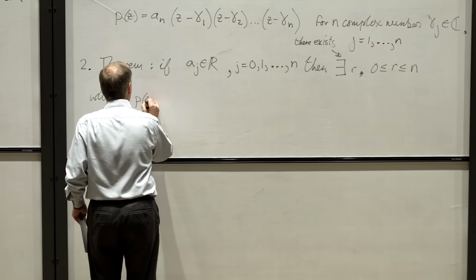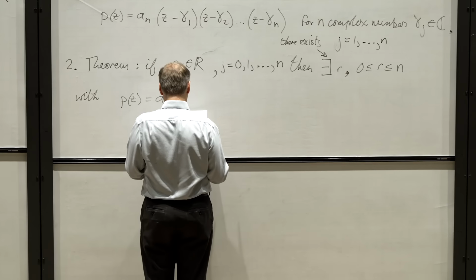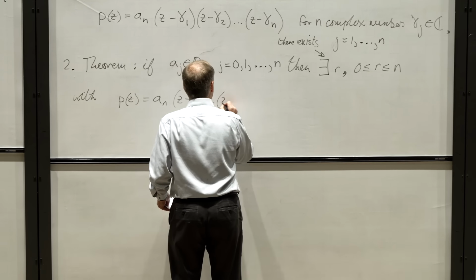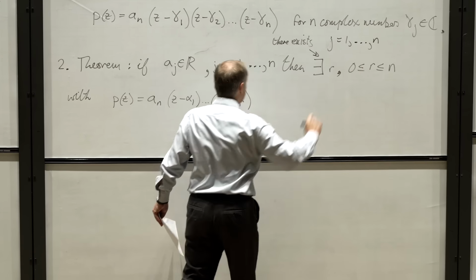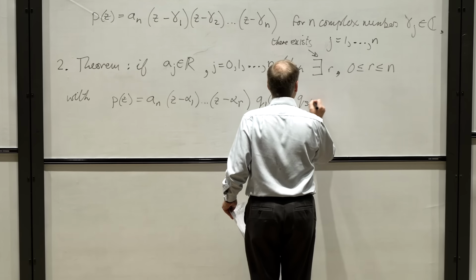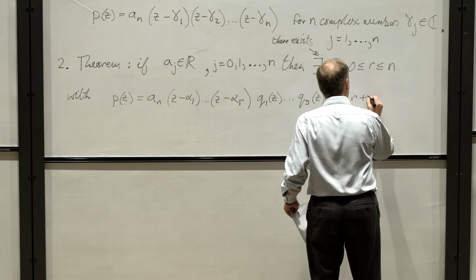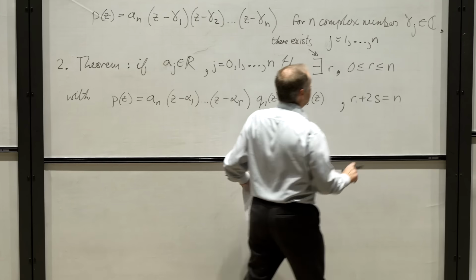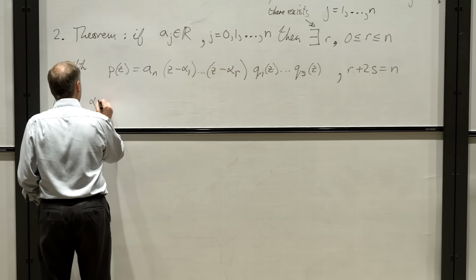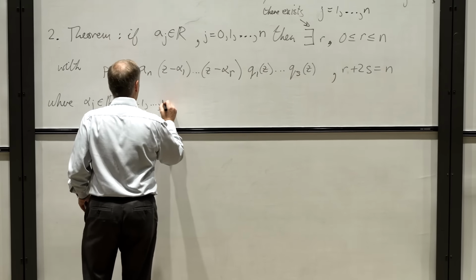P of z is equal to a sub n, again the same guy as here, times (z minus alpha 1) times ... times (z minus alpha r), this is this r that exists, times q1 of z times ... times qs of z, where r plus 2s is equal to n, where also the alpha j's are real, up to r. There's r of them.